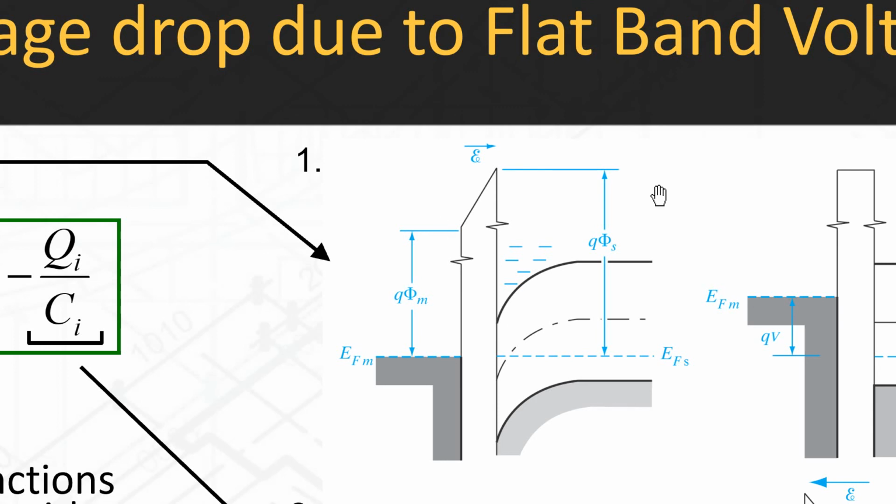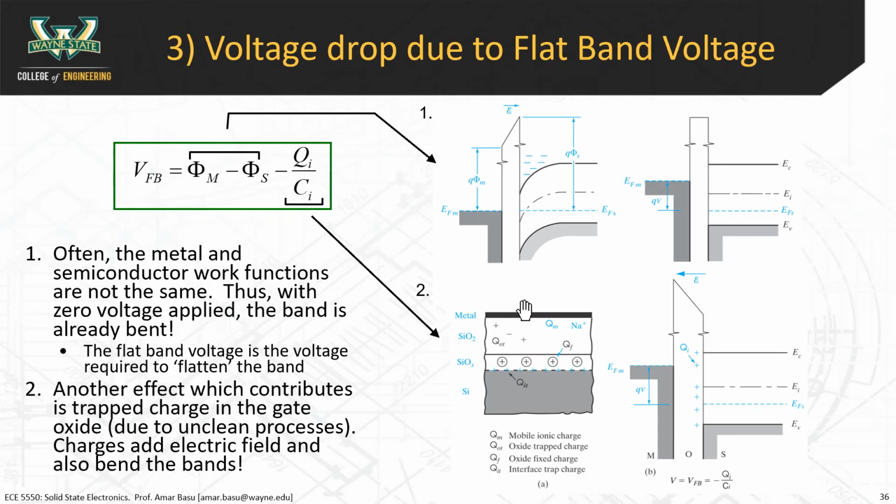And this would be an example of a depletion mode device. A depletion mode device has an inversion channel when you don't apply potential to the gate. All right, so that's the first part here, the phi m minus phi s.